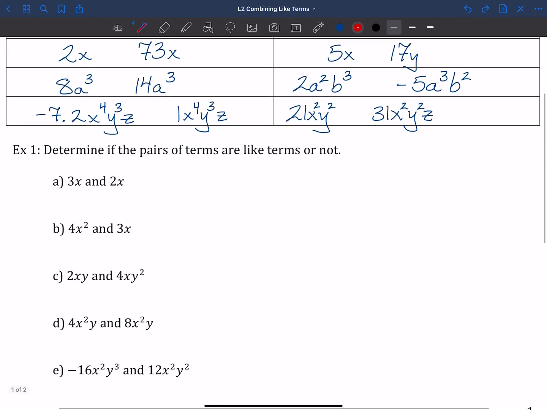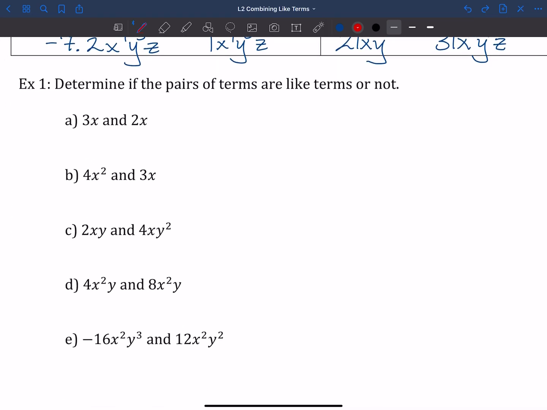Okay. So let's take a quick sec. Let's figure out if these are like terms or not. All right, 3x and 2x. So again, I'm looking at the variable, they match, and they have the same coefficient, which appears to be no coefficient. There is an invisible 1 there, right? So those match. So yes, they're like terms.